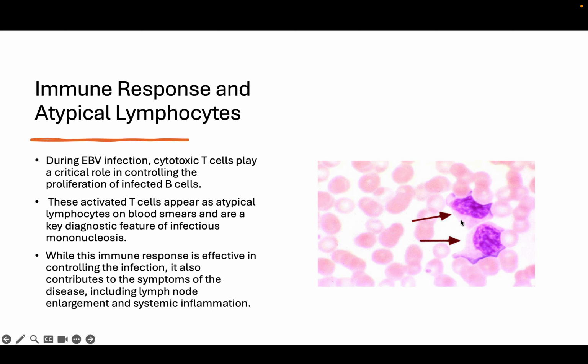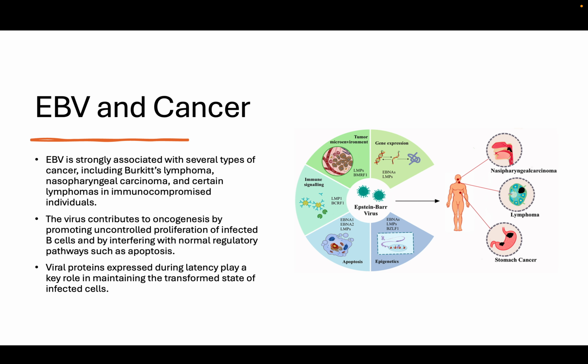And this is actually quite a good thing. This is what helps keep the EBV in check. They're much more activated. But because these T cells are so active, they are the ones causing us to be fatigued, to have fever, and to have swollen lymph nodes. It's the atypical lymphocytes that cause these symptoms within us.